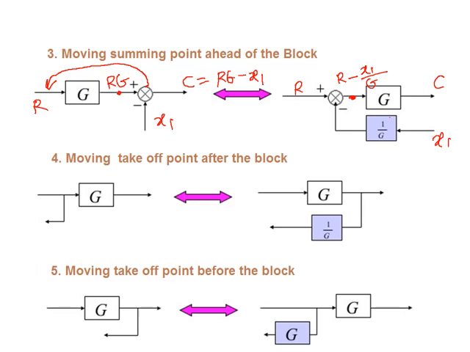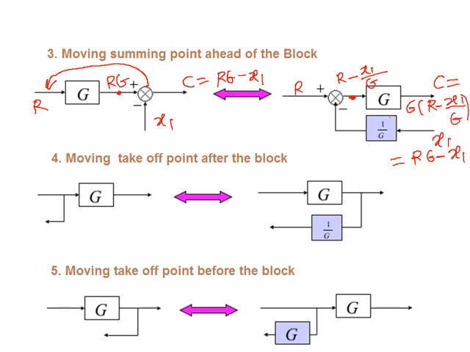What will be the output C? C is equal to gain into input. This is the gain, and the input is R minus X1 by G. So I will rewrite the output as RG, and minus G into X1 by G, where the G's get cancelled, so this will be X1.